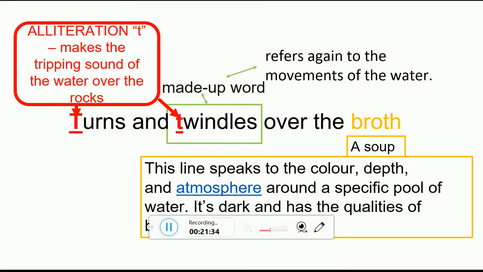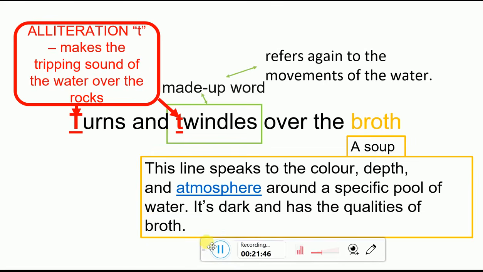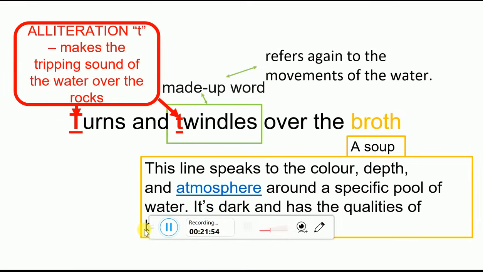And then as in it turns over what? Broth. In the context of the poem, broth can mean a soup. This line speaks to the color, the depth and atmosphere around the specific pool of water, right? It is dark and has the qualities of a broth, which can be a soup that can be dark and somehow taste bitter, because it's a soup that is made with quite a number of ingredients.